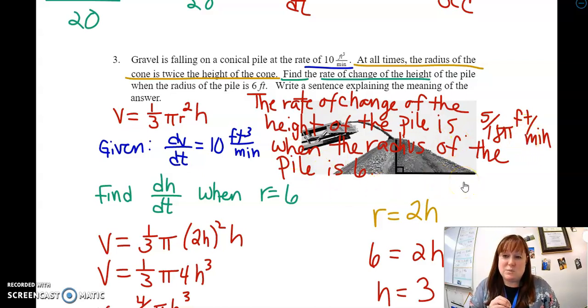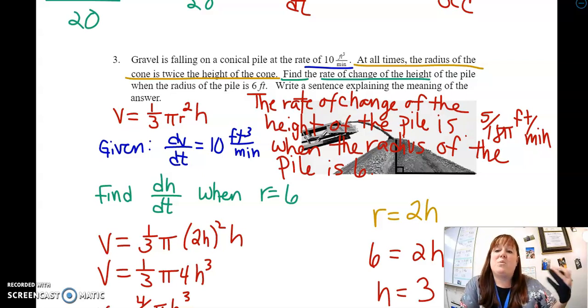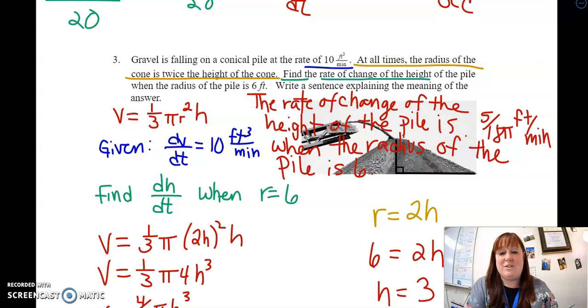I would always use the exact one in this, especially if you're saying is. If you say is approximately, if they ask you for a decimal, you could say is approximately, but never say the rate of change of the height of the pile is 0.088. It is not 0.088. It is approximately 0.088, but it is not 0.088. So that would be our final answer, telling what the rate of change of the height of the pile is when the radius of the pile is 6.